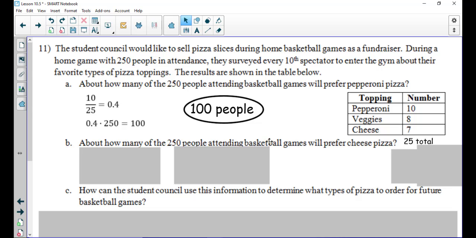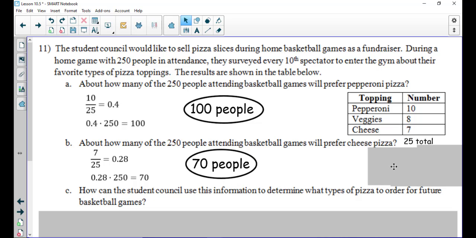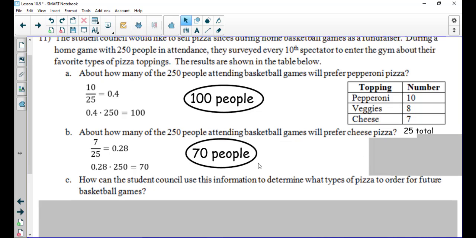Let's do the same thing in part B, except this time we're trying to determine how many of the 250 people attending basketball games will prefer cheese pizza. From our poll, this was actually the smallest number. 7 out of 25 preferred cheese pizza. That's 28% or 0.28. Take 0.28 times our population size of 250 and we get 70 people. So we could expect 70 people to prefer cheese pizza.